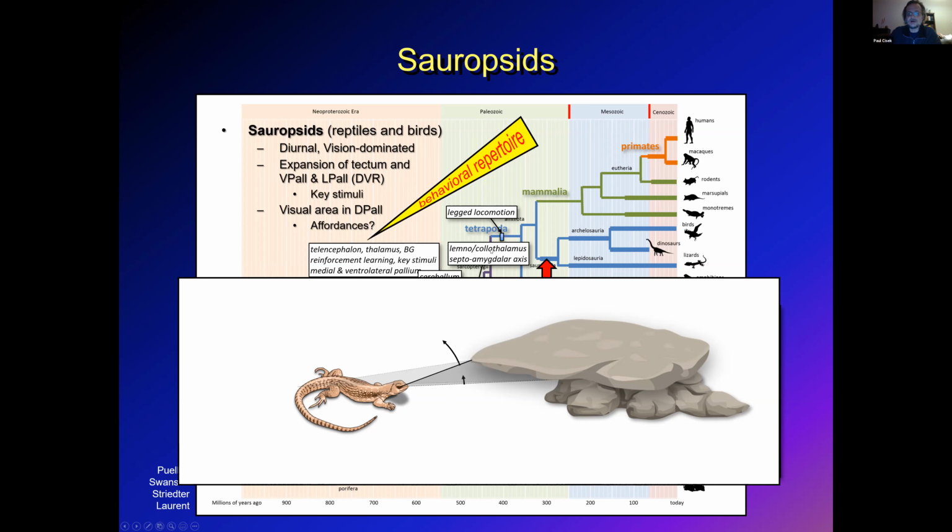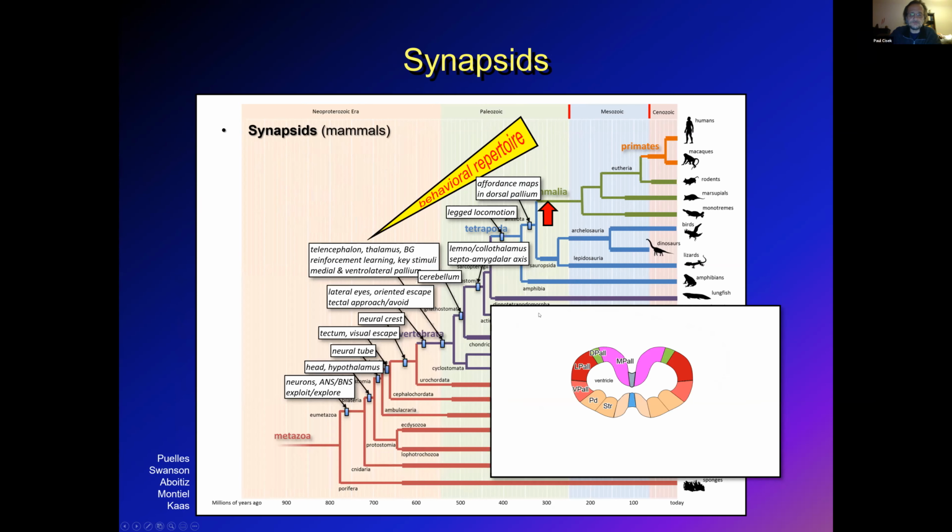And so my proposal would be that the dorsal pallium was doing these kinds of very simple, rudimentary pickups of information, not full visual imagery, but just enough to help you decide whether this is somewhere you want to run if you're afraid, if you feel threatened. So the idea of affordance maps in dorsal pallium. Okay, now the synapsids, the ancestors of mammals, these animals became nocturnal, in part because they couldn't compete with the dinosaurs.